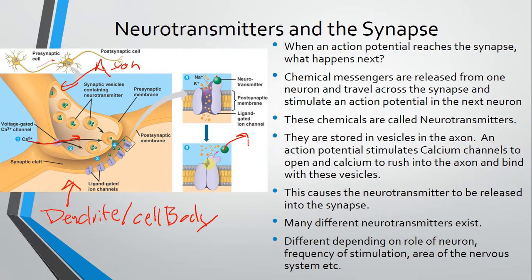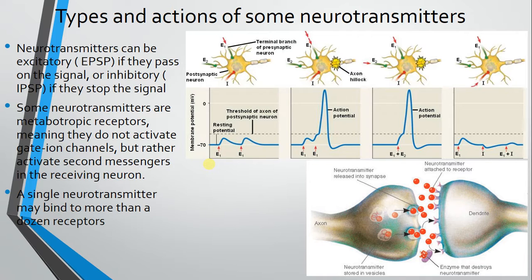So there are many, many different neurotransmitters that exist, tens and dozens, and they all have different jobs depending on the role of the neuron, if it's a sensory, efferent, afferent, in the brain, what part of the brain's circuitry system it's part of, and how it's stimulated, the frequency of stimulation. So there's different types and actions of some neurotransmitters.